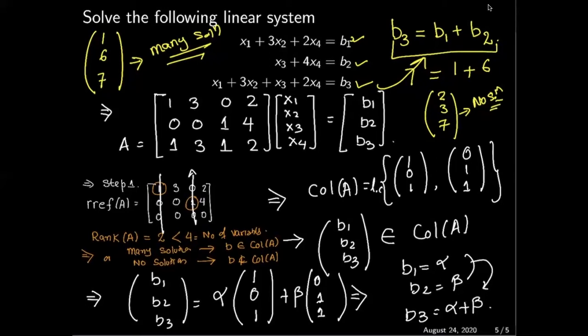So there are many values of b1, b2, b3 which will give you many solutions. They just have to satisfy this condition. And there will also be many values of this right hand side vector which will produce no solution. It all depends on whether the right hand side vector is going to be part of the column space or not.